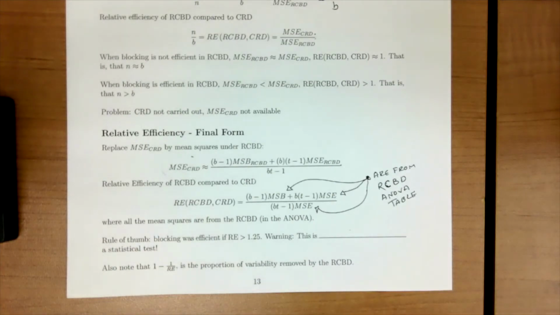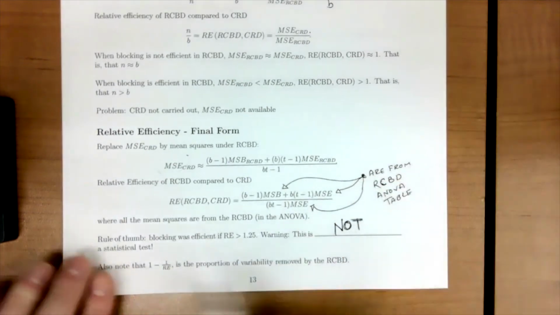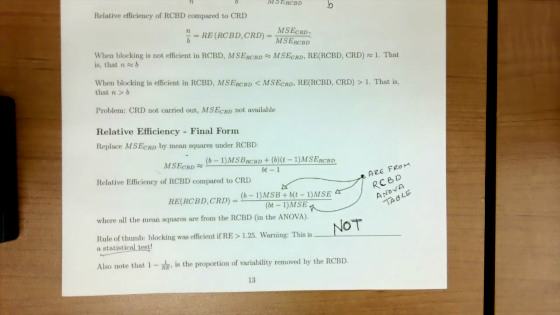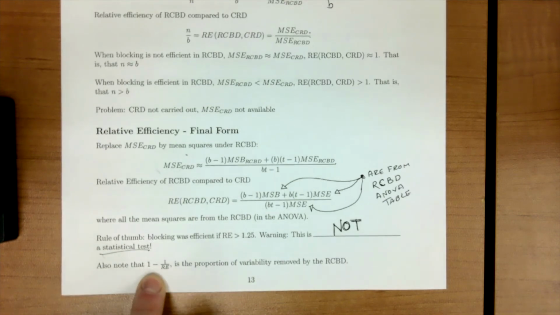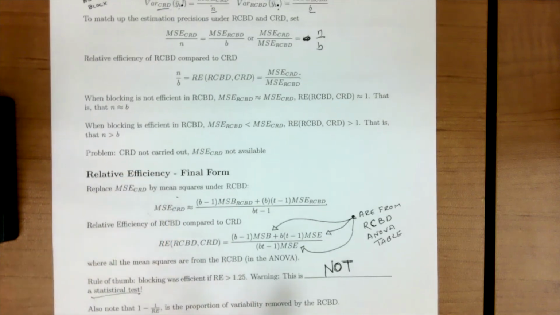Now, again, this is just a rule of thumb that blocking is efficient if our relative efficiency is greater than 1.25. Again, this is not a statistical test. You could also, if you're interested in looking at the proportion of variability removed by the RCBD, look at this statistic here. So again, for relative efficiency, we have to do some estimation for the MSE of the completely randomized design because we don't carry it out. And this is a rule of thumb. It is not a statistical test.